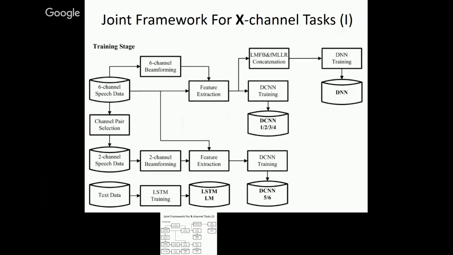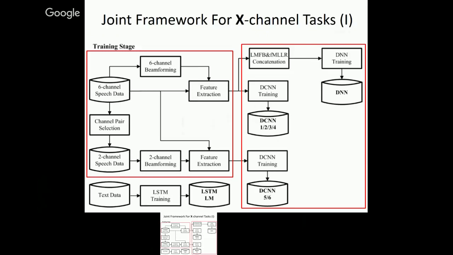First I will give you a quick look at our system, and it mainly consists of three parts. The first is the front end. In the front end we use 6-channel beamforming, 2-channel beamforming, and also single-channel noisy data for training data augmentation. The second part is the acoustic models. For the acoustic models, we use deep neural networks and deep convolutional neural networks. And for the language model, we just use the LSTM language model.